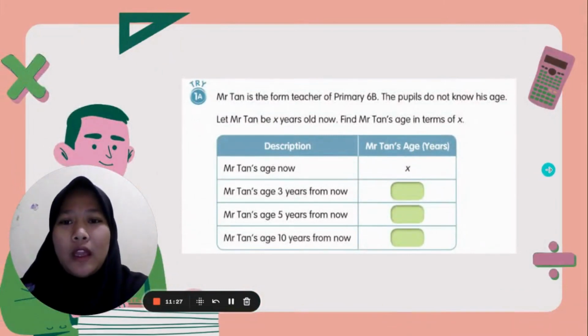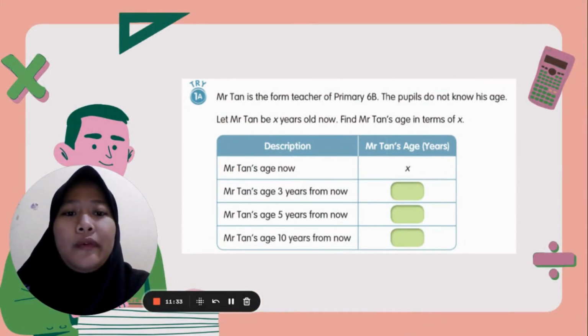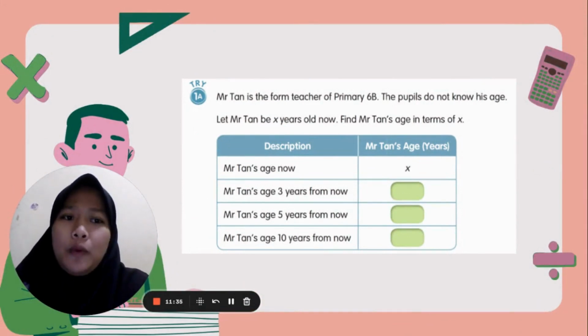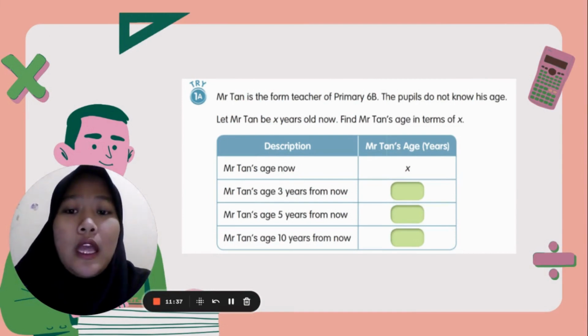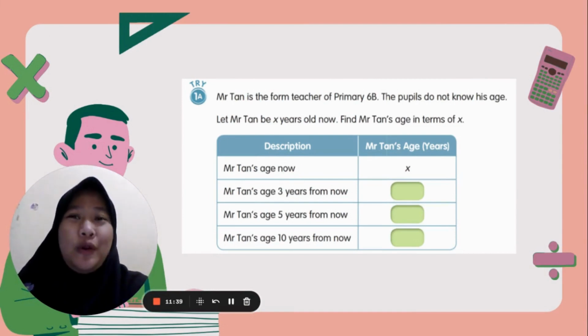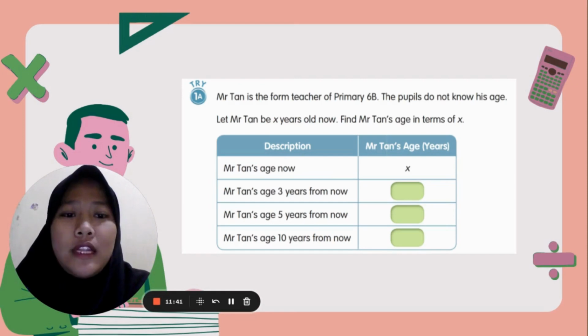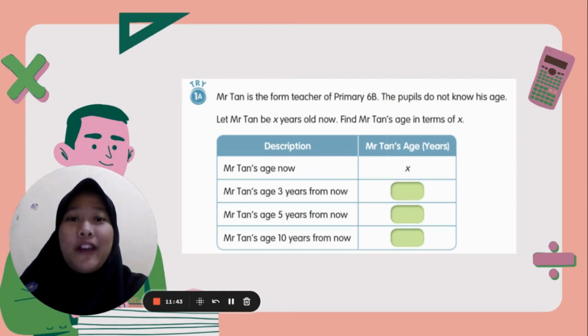Alright, now please focus on Try 1A. Mr. Tan is the form teacher of Primary 6B. The pupils do not know his age. Let Mr. Tan be x years old now. Find Mr. Tan's age in terms of x.